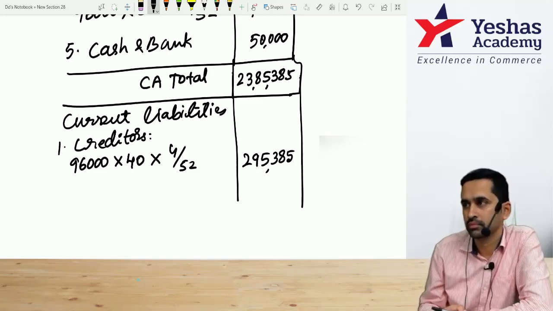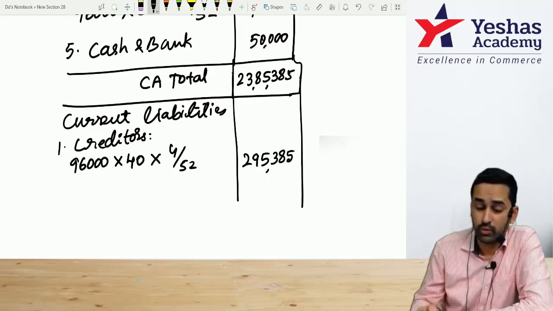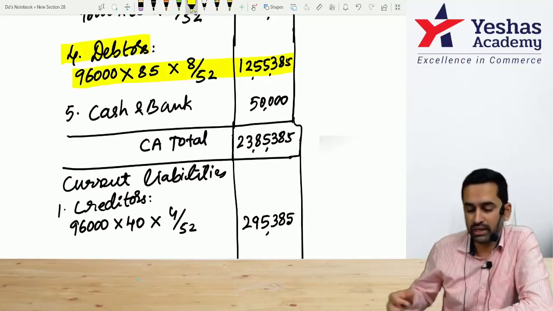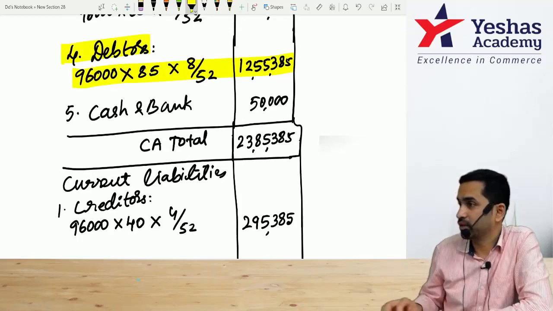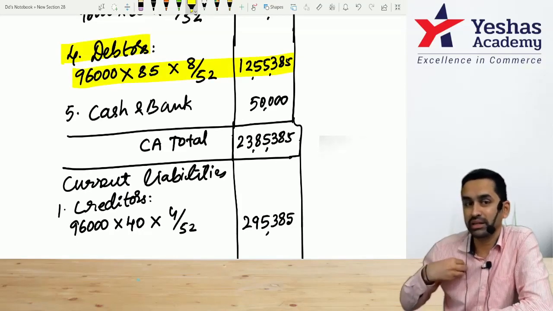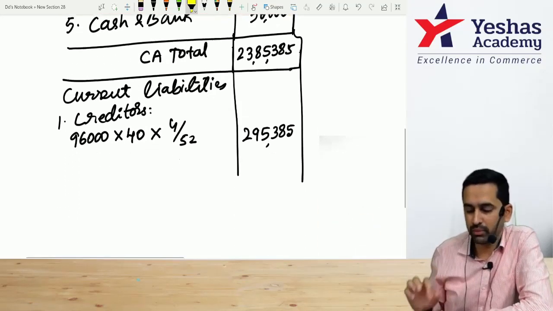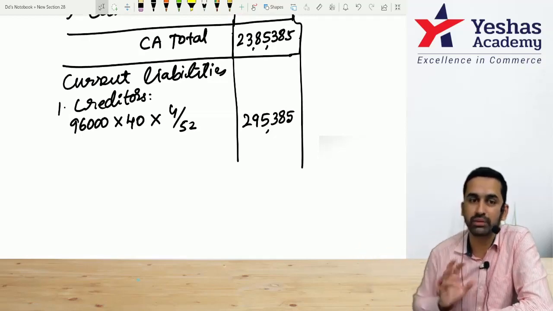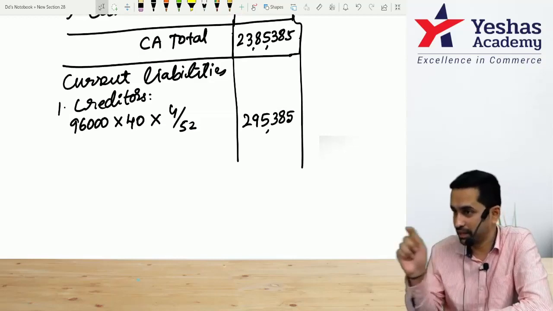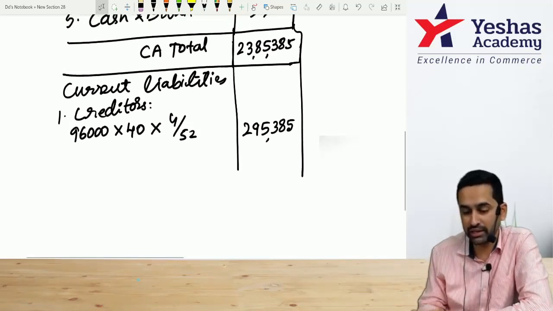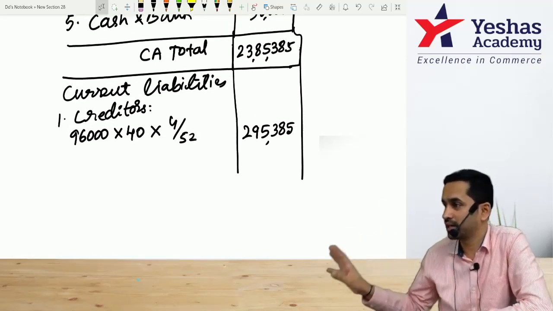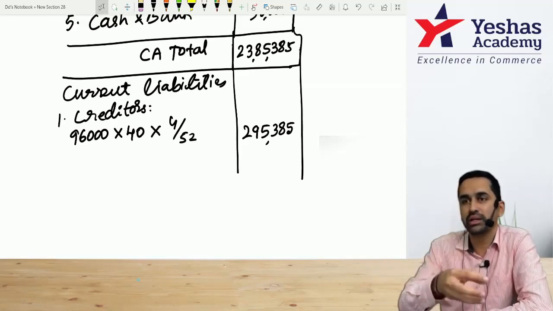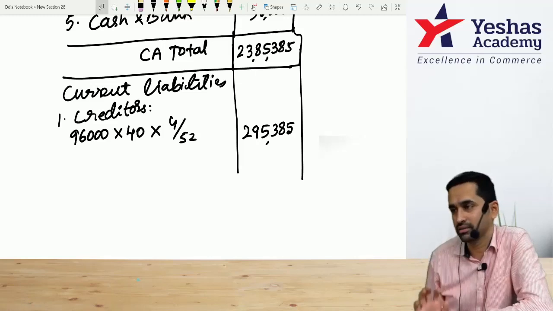Listen, when I said apply the common sense, when I said 1,255,385 of debtor, my money is with them, then tell me what is the meaning of 295,385 now? Creditors money is with me. I am funded by them. That's why I am minusing this. I need 2,385,385 for current asset, but I don't have to bring in all money by myself. Some money is coming from creditors.